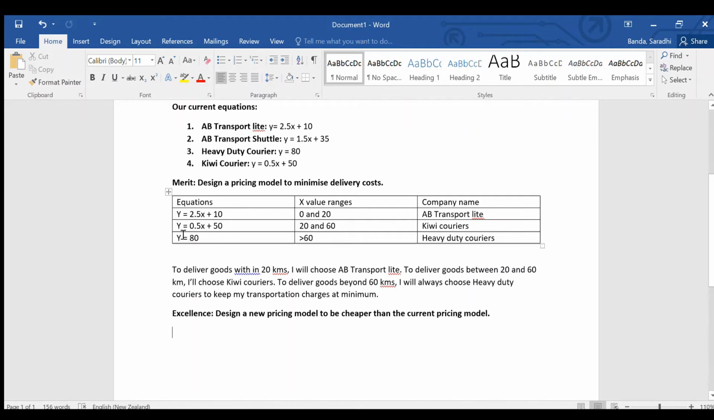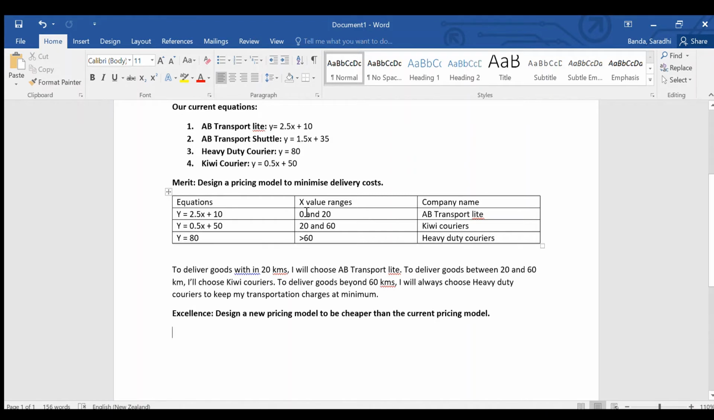Example, let's take the first equation. The first equation, y equals 2.5x plus 10, is for x values between 0 and 20. If you want to be cheaper than this particular equation, try and change this value 2.5 to be any number below that. For example, I could just say y equals 2x plus 10 for x between 0 and 20.